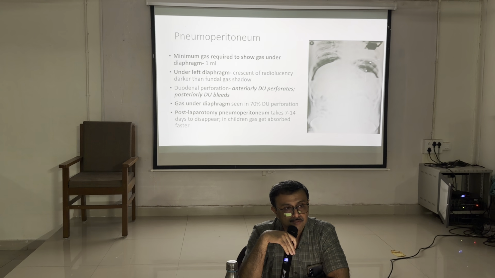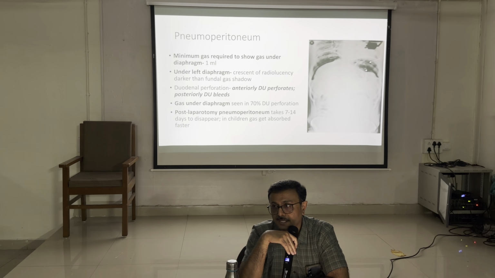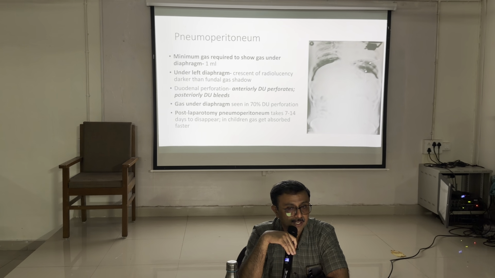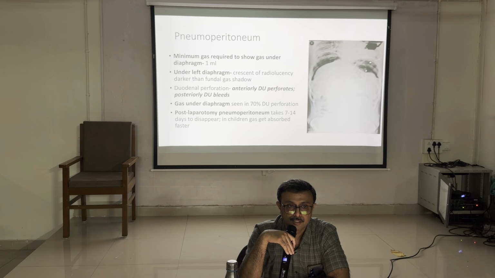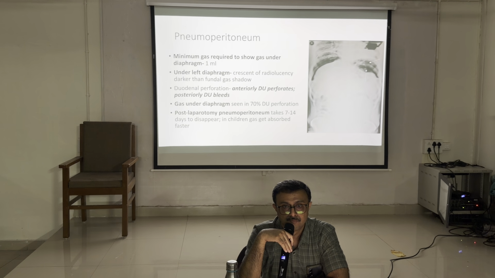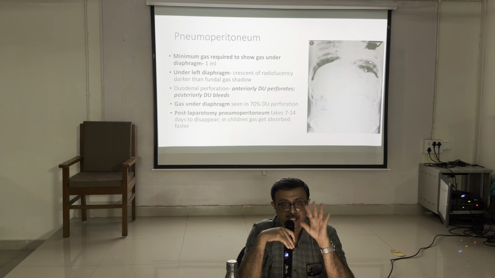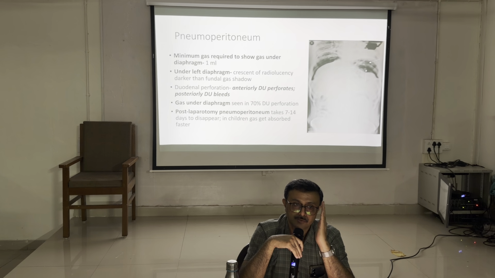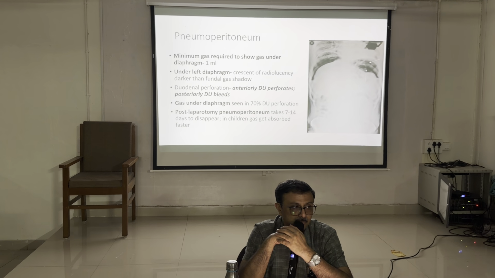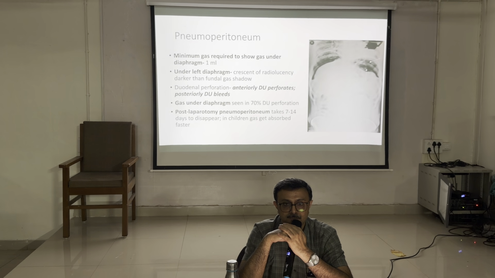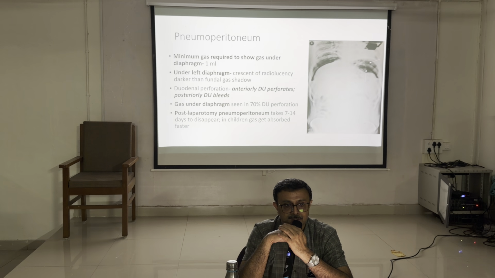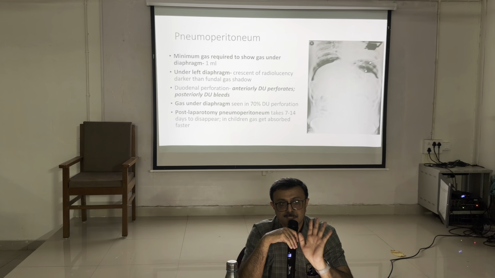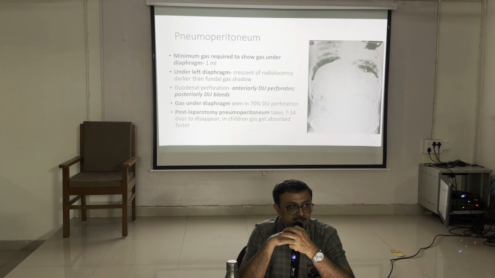Sometimes what happens, there is a perforation, but free gas is not seen, there is no free gas. So what we used to do, we put a Ryle's tube and inject air. 150 to 200 cc air is injected. And after 10 to 15 minutes, we advise the patient to stay in a sitting or standing position, and then we do an X-ray. If peptic perforation is there, there will be free gas under the diaphragm.